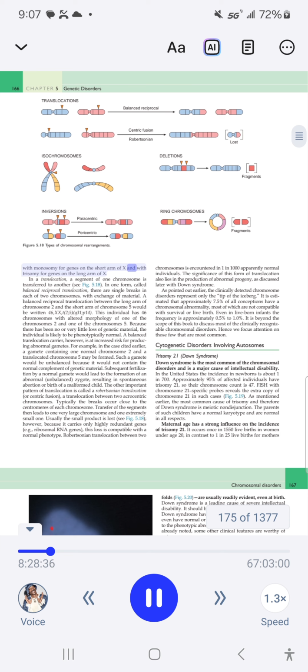with monosomy for genes on the short arm of X and with trisomy for genes on the long arm of X. In a translocation, a segment of one chromosome is transferred to another, see figure 5-18.